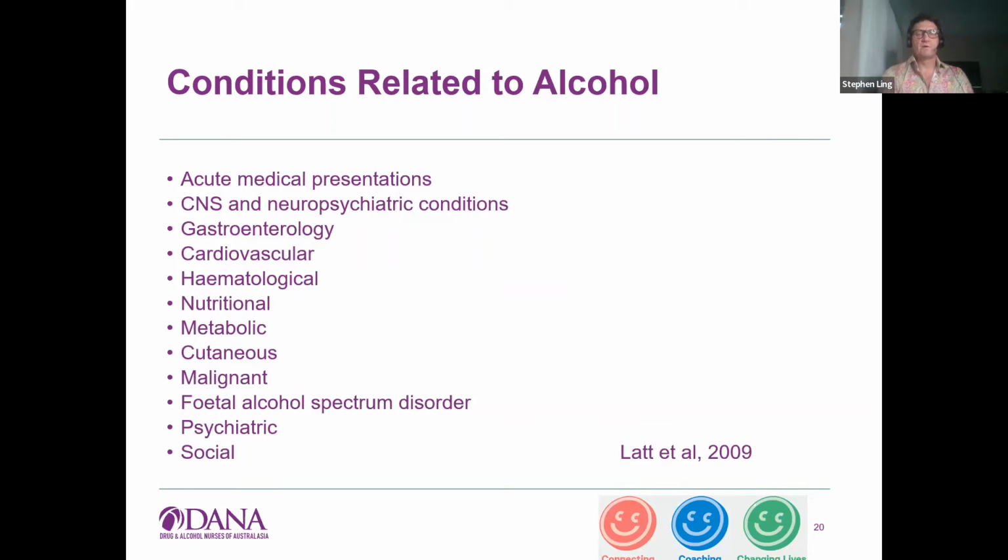So there are a multitude of conditions related to alcohol use. And in fact, there is probably no physical or even psychological system in the body that can't be affected by alcohol. So you will have patients presenting with acute medical presentations associated with alcohol. You'll have patients with central nervous system involvement from alcohol and neuropsychiatric conditions. They will have gastroenterological conditions or cardiovascular conditions. Hematological conditions and nutritional deficiencies are common. They will often have metabolic disorders. They can have cutaneous conditions. Malignancies are also common. Patients who drink alcohol are at risk of all head and neck cancers, for example. Fetal alcohol spectrum disorder certainly cannot be ignored in this field, but there are also those psychiatric and social conditions associated with alcohol also which cannot be ignored. Next slide, please.